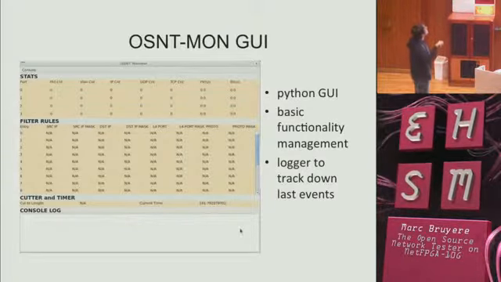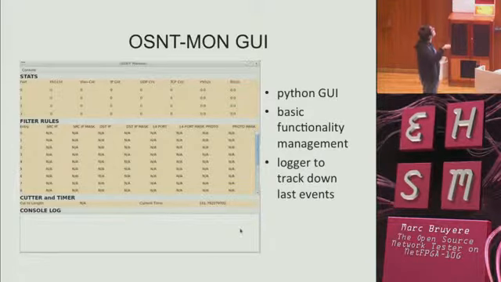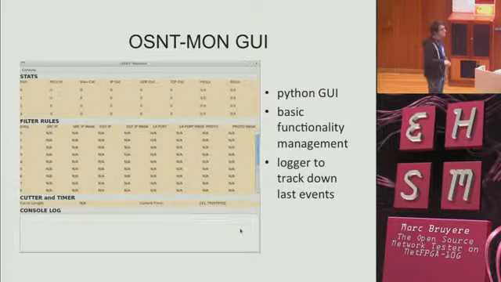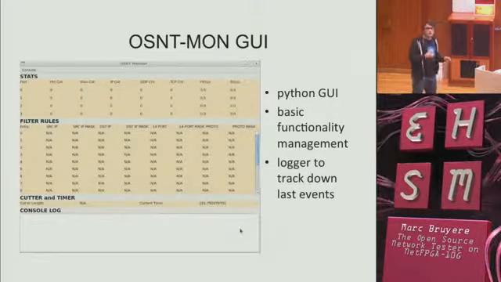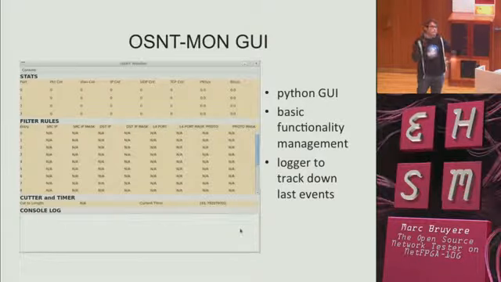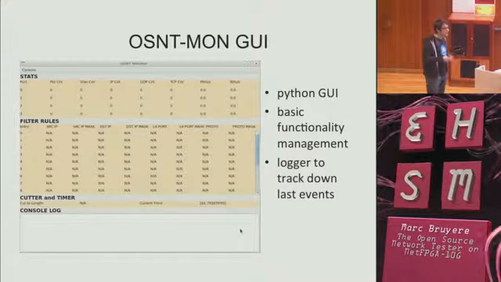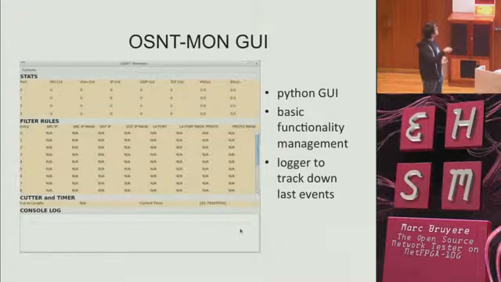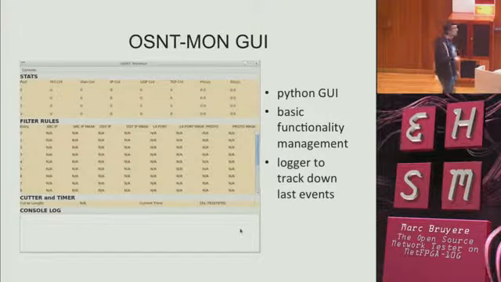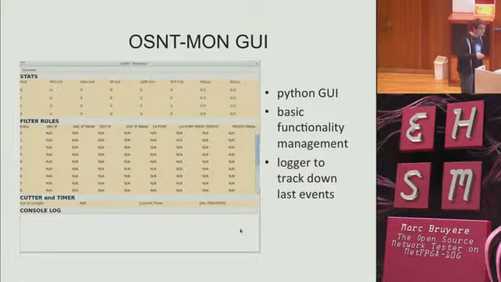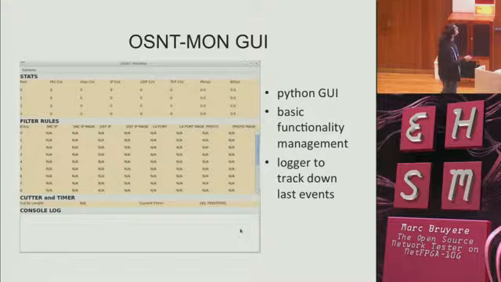And the cutter and timer: the timer runs when the application is run, and you can reset it just for information. And the cut length: if you implement cut, you need to cut just a few bytes from the beginning of the packet. If you want the first 128 bytes of a packet, for example, it will show here, and a console log gives you the different actions you made on the GUI.